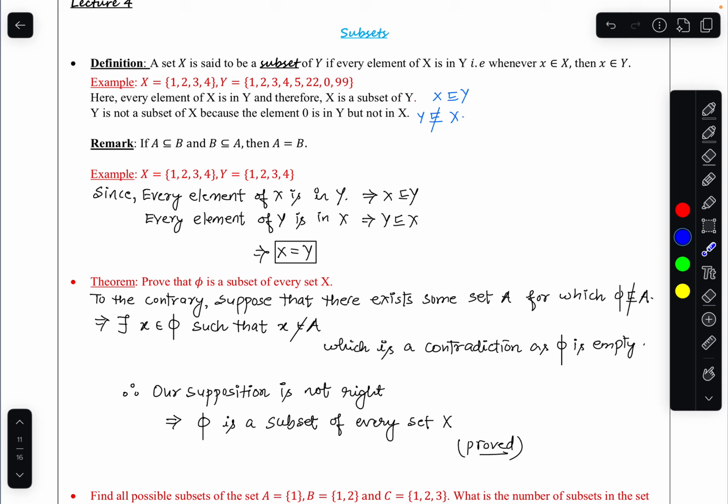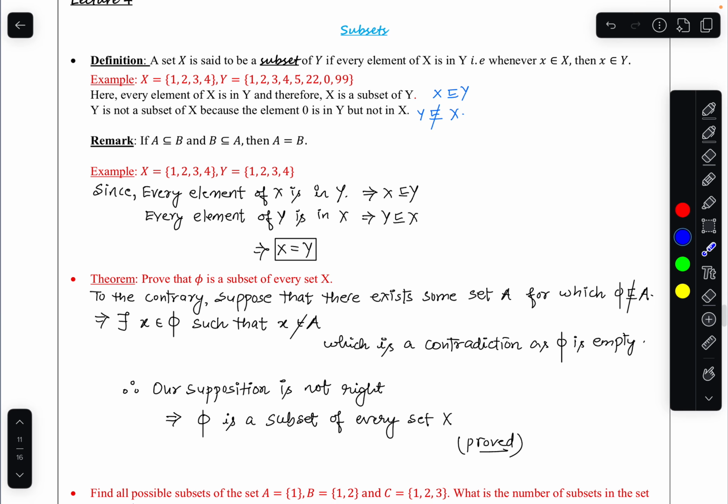Now, if we are saying something is not a subset of the other, that would mean there exists some element in phi which would not be in the set A. But then this contradicts the very fact that phi has nothing in it. So, that is a contradiction as phi is an empty set. And therefore, whatever we assumed, which was that phi is not a subset of A, is false, and we have that phi is a subset of every set X.